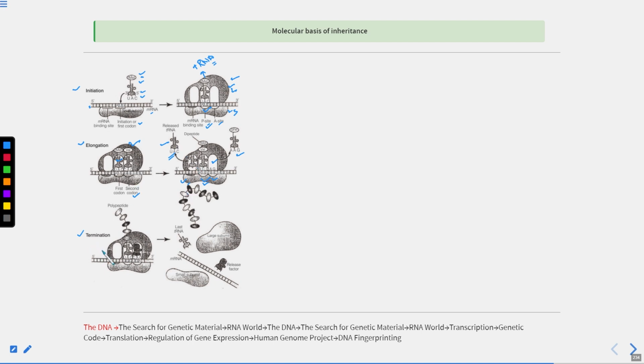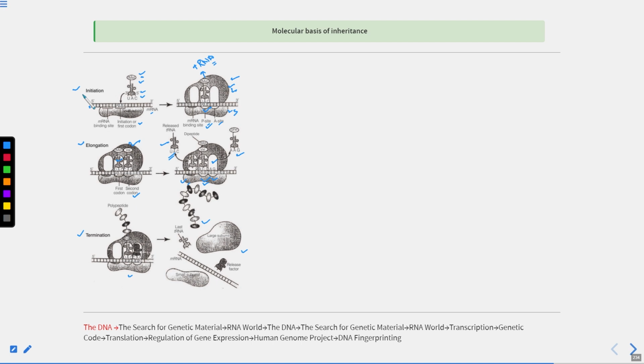Okay, now what happens in the termination? I've already told you, when the ribosome encounters the stop codons or the terminator codons, then what will happen? Release factor will come, and what will happen? It will help dissociate the polypeptide from the ribosome. So here you can see there is a dissociation of the initiation complex and the polypeptide is released. So this happens during termination. Okay, so this is clear.